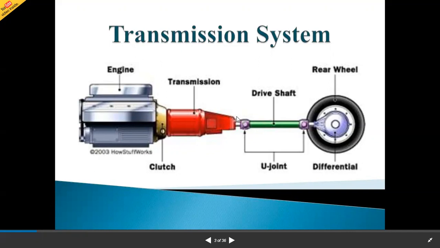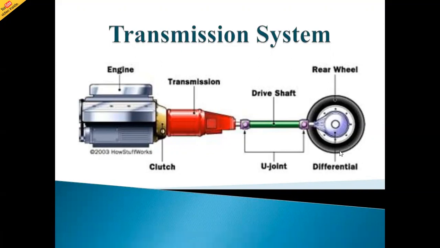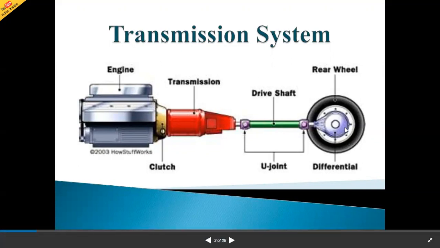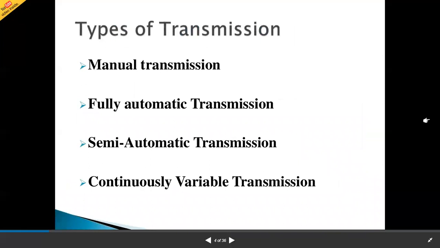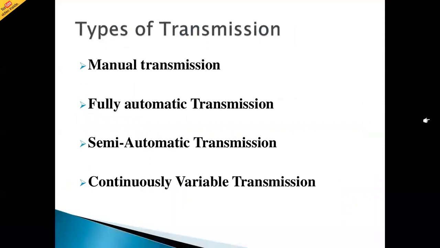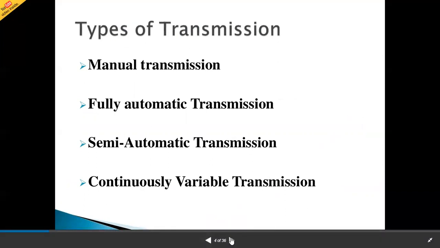From this transmission, the output shaft is connected to the drive shaft, and this drive shaft rotates the differential gearbox. The bevel gears are provided in the differential gearbox, which transmits the rotation towards the wheels, approximately in 90-degree directions. If we see the types of transmission, different types are available: manual transmission, fully automatic transmission, semi-automatic transmission, and continuously variable transmission. So these are the different types.